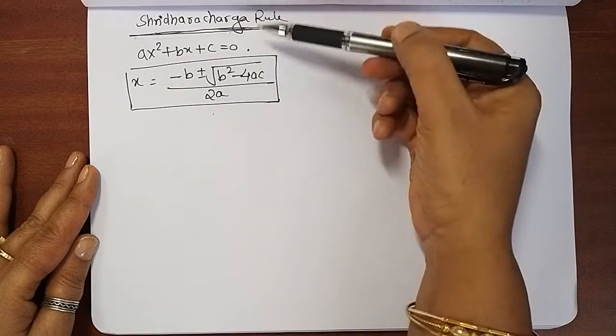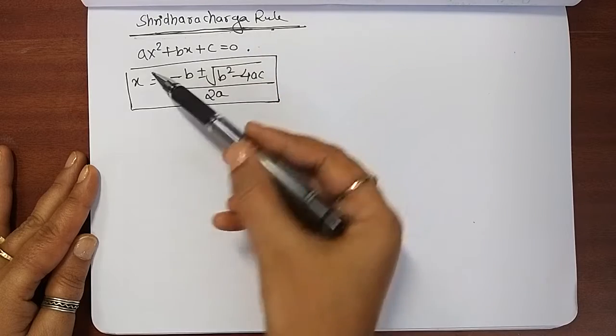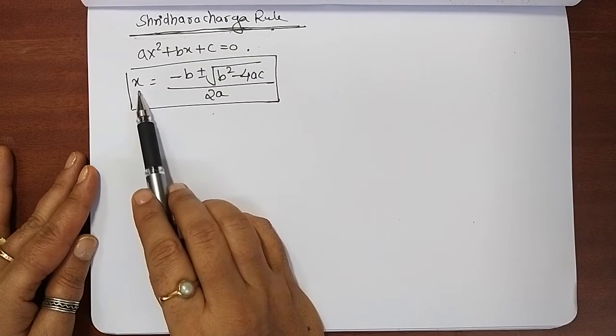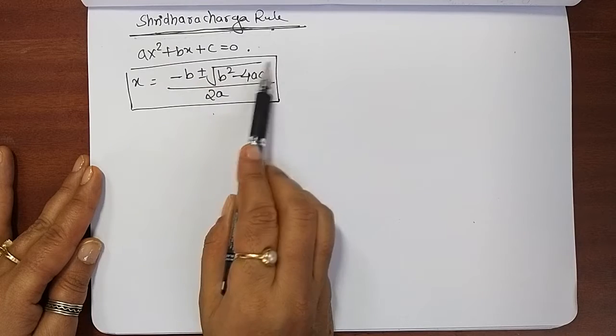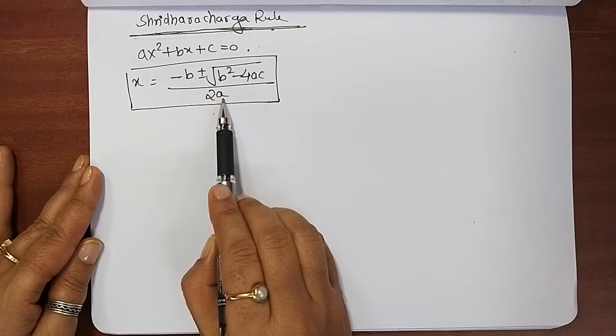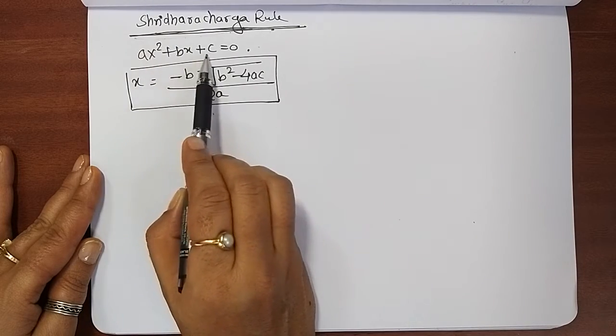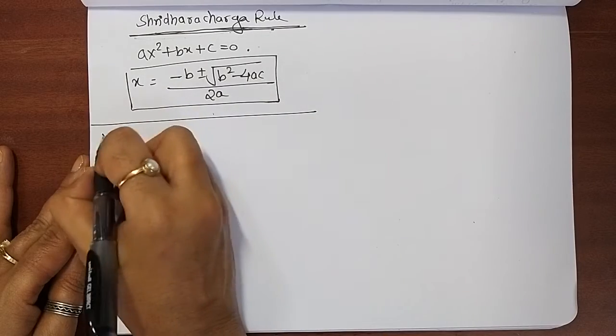Here is the given equation. Then the solution of the equation is given as x is equal to minus b plus minus root of b square minus 4ac, by 2a, where a, b, c are these coefficients. You will understand better with one question.